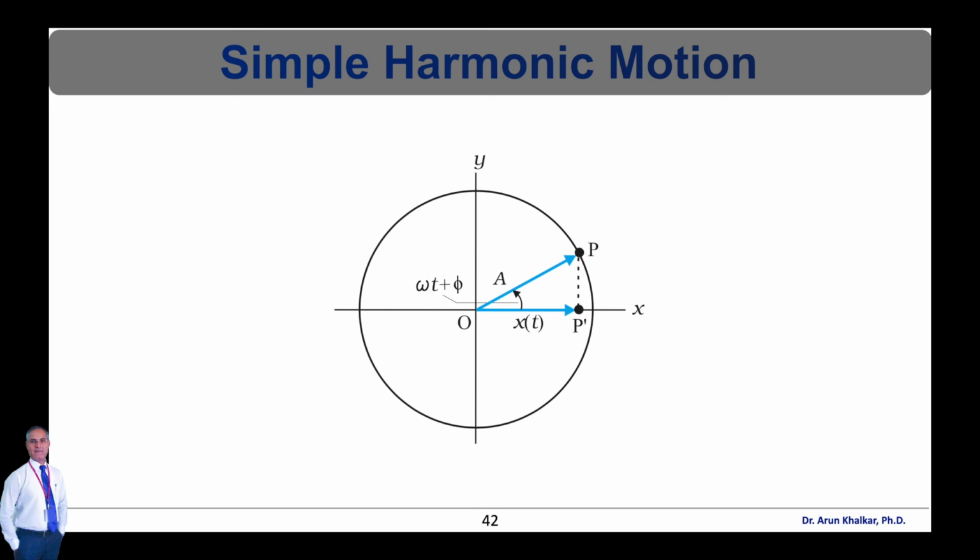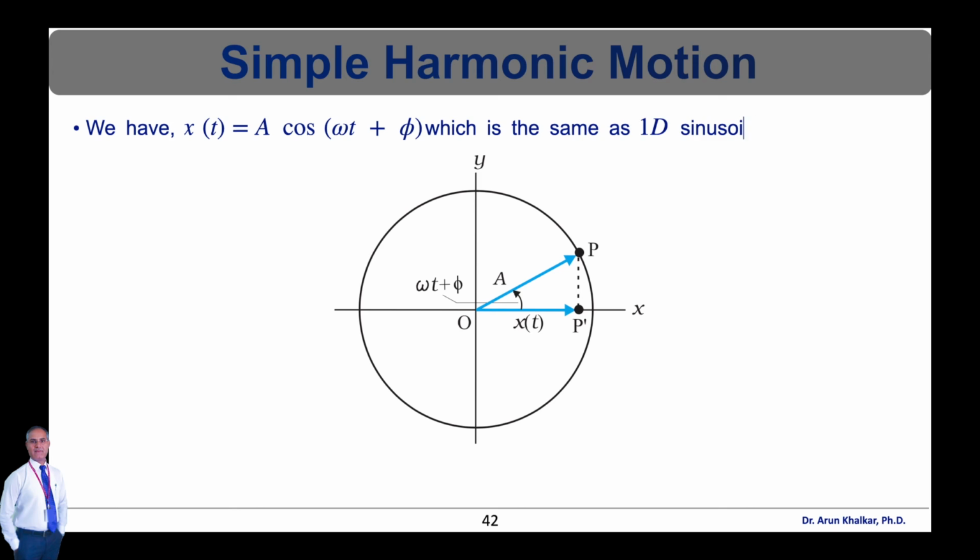The projection of particle P on the x-axis is a point P prime, which we can take as a second particle. The projection of the position vector of the particle P on the x-axis gives the location x of t of P prime. Thus we have the equation x of t is equal to A cos of omega t plus phi, which is the same as the one-dimensional sinusoidal wave function equation.